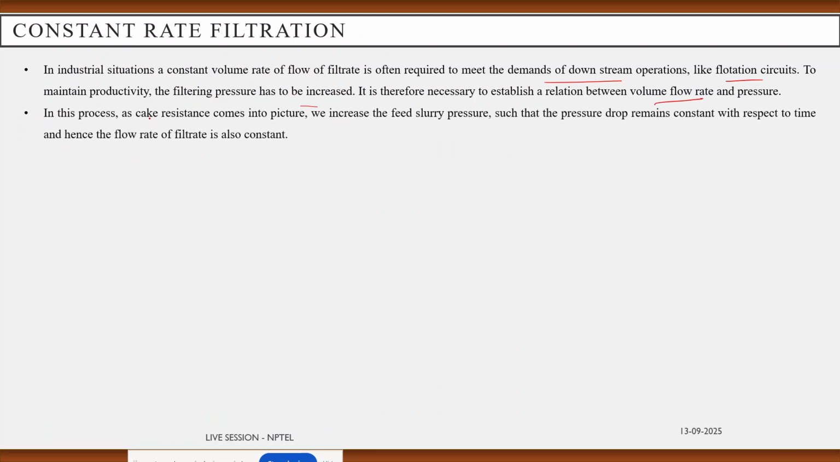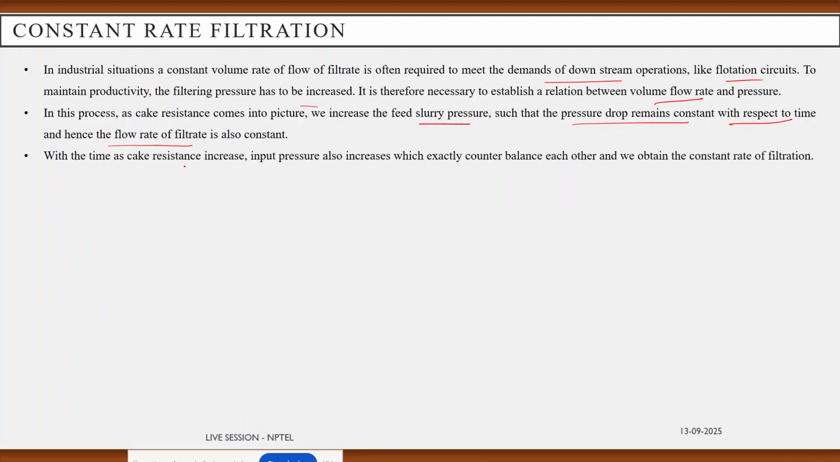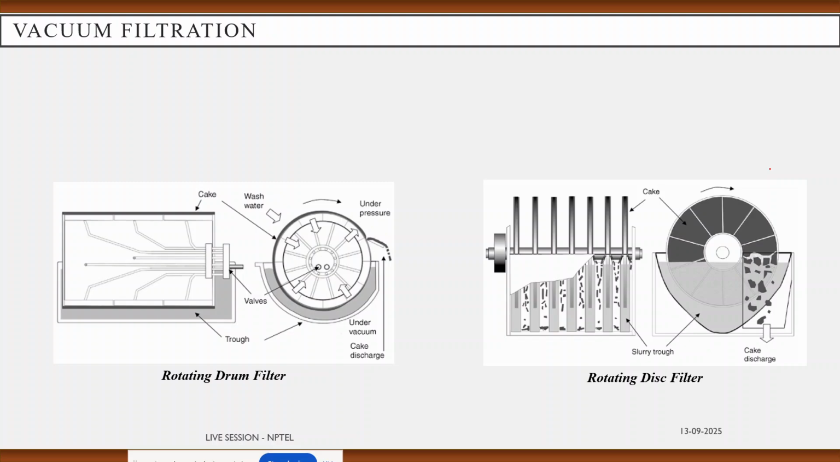In this process, as the cake resistance comes into the picture, we increase the feed slurry pressure such that the pressure drop remains constant with respect to time. Hence, the flow rate also becomes constant. With time, as the cake resistance increases, the input pressure also increases, which exactly counterbalances each other, and we obtain constant rate filtration.